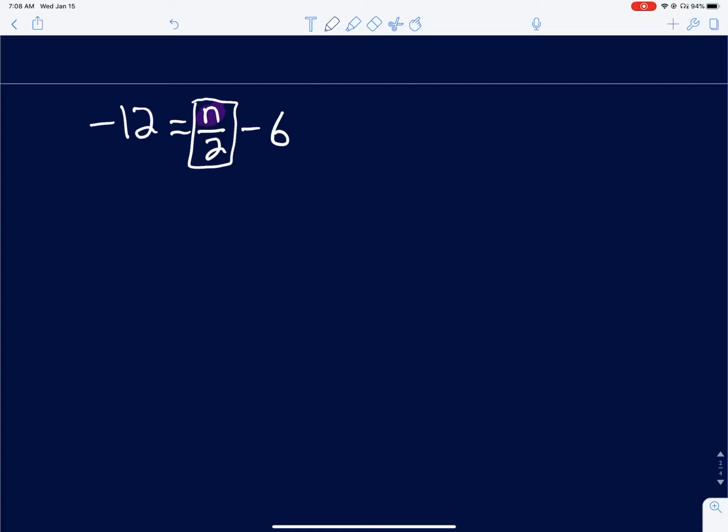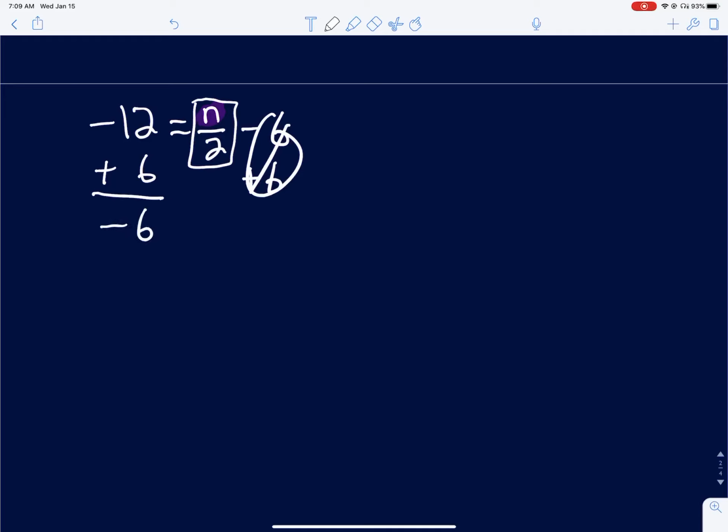So we're going to get rid of this negative 6, and the way we're going to do that is we're going to add 6 because we know that negative 6 plus 6 is going to end up just being 0. What we do to one side, we have to, yep, do to the other. So negative 6 plus 6 is 0. Negative 12 plus 6 is negative 6, right?